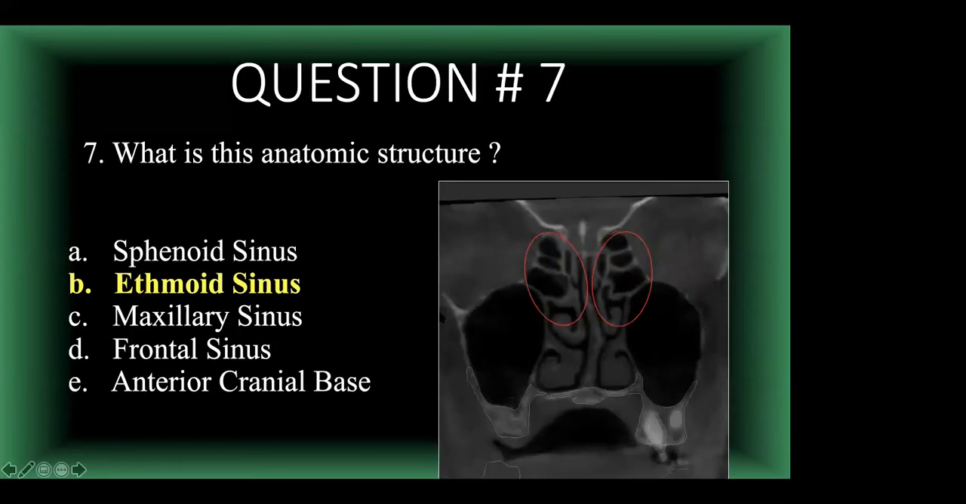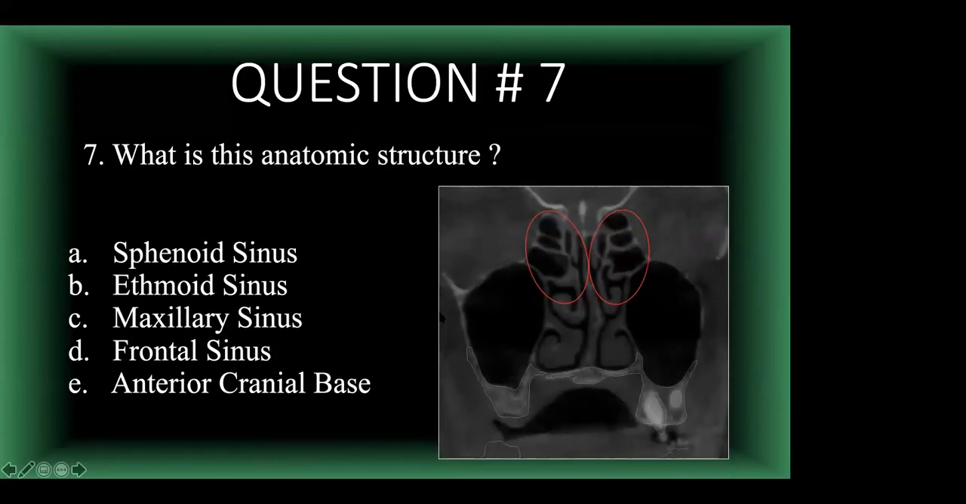So if we look at number 7, in this coronal image you will see 2 red circles. Is this the sphenoid sinus, ethmoid sinus, maxillary sinus, frontal sinus, or the anterior cranial base? Please pick A, B, C, D, or E on what is depicted in those bilateral red circles.